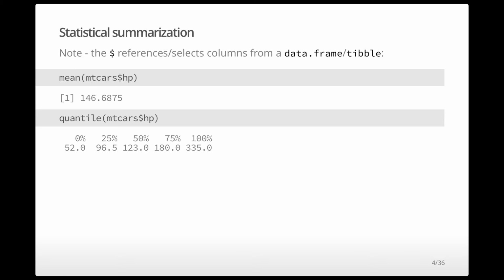Again, mean and all those things expect you to put in vectors. One of the ways you can get them is the $ sign. So here, mean mtcars$hp will take the mean horsepower for all the values. It'll give you back 146.68. Quantile, if we pass the vector in there, it'll give us the quartiles by default. So the min, the max, and the 25th, 50th, and 75th percentiles.